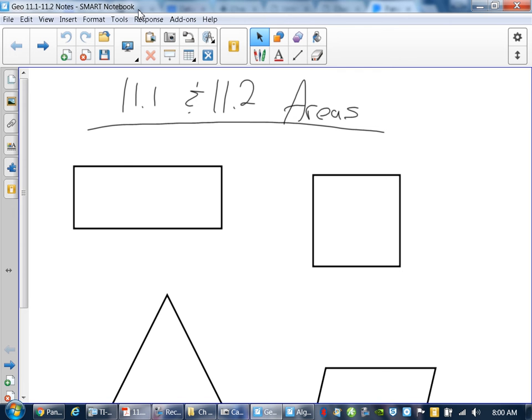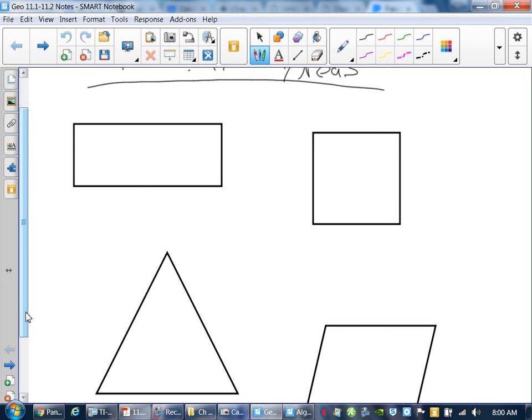You guys all know what the area of a rectangle is. Circle. Wrong. But if it was a rectangle, what would be the area of a rectangle? Base times height. Base times height, length times width. So the area of a rectangle, base times height. Does it matter which one's the base and which one's the height?